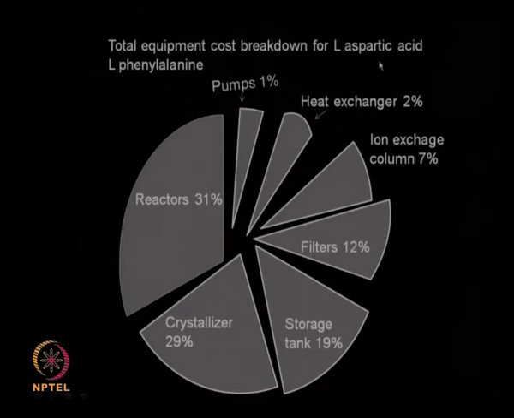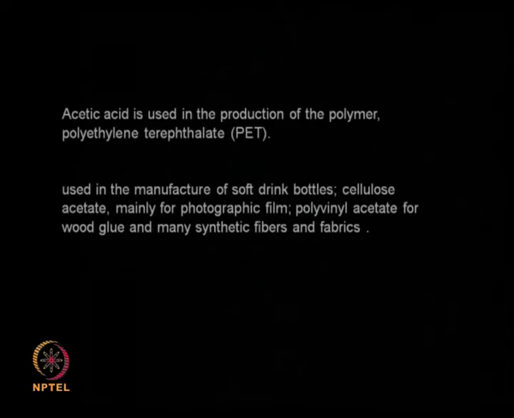Again if you look at aspartic acid and L-phenylalanine, reactors take up 31% of the cost, crystallizers take up 29% of the cost, storage tank takes up 19% of the cost, and filter takes up 12% of the cost. So reducing the size of the filter, reducing the size of the storage tank, reducing the size of the crystallizer, one can really bring down the total equipment cost in the manufacture of aspartic acid and phenylalanine.